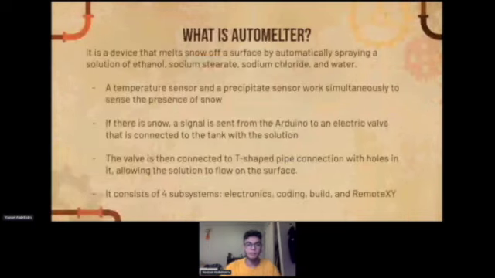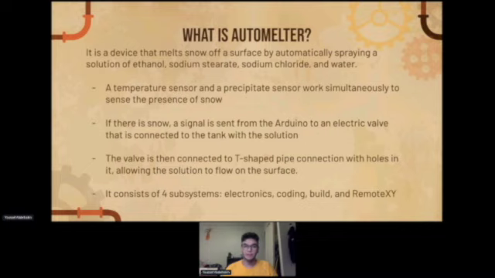So now let me get into how the device itself actually works. There are two sensors on the device: a temperature sensor and the precipitate sensor, and they both work simultaneously to sense the presence of snow. Whenever it is less than 0 degrees Celsius, and whenever the precipitate sensor senses that there's precipitate out there, then that means that there's snow.